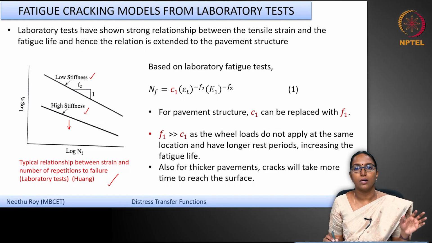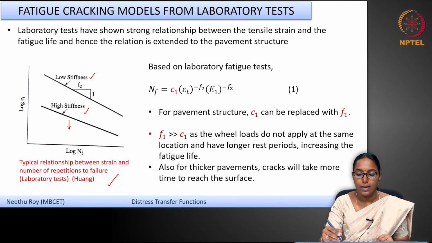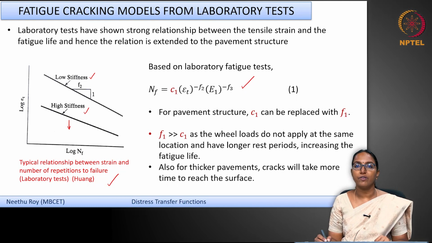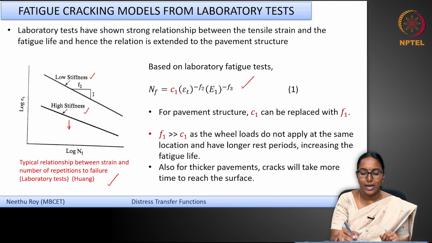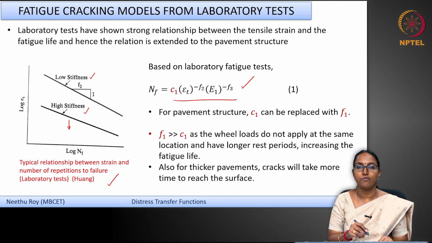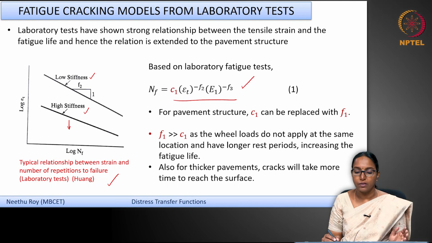So based on such laboratory fatigue tests, you can have expressions as written here, where NF, the number of repetitions to a certain failure by fatigue, is C1 into epsilon T raised to minus F2 into E1 raised to minus F3. Okay, now where F2 and F3 are material parameters or coefficients that you can get from the laboratory fatigue tests on these mixtures, and C1 is again a coefficient.